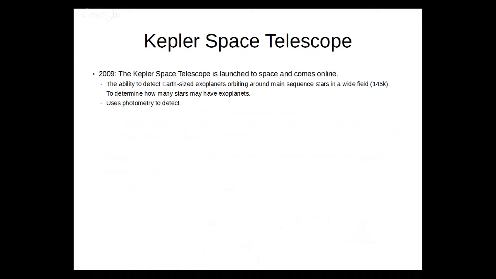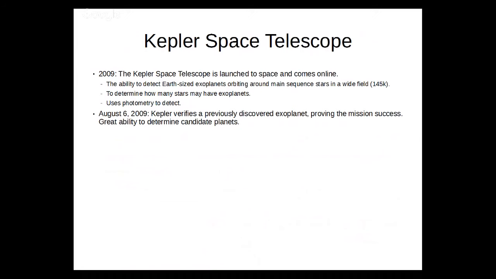We want to use photometry to detect. So that's that method that we talked about before, the transit method. On August 6, 2009, we launched in April, and up to August we were testing. August 6th, we finally verified a previously discovered exoplanet, something that was probably from HARPS. So this proved that the Kepler Space Telescope was able to predict exoplanets. So that's pretty good. And it had a great ability to determine candidate planets.